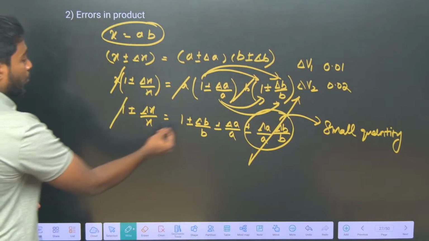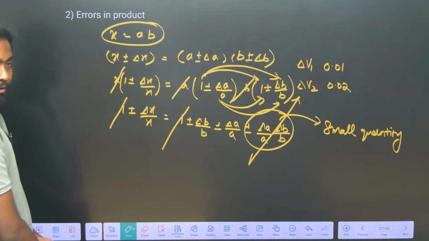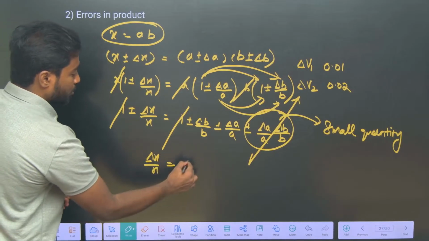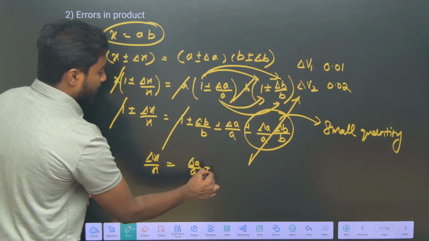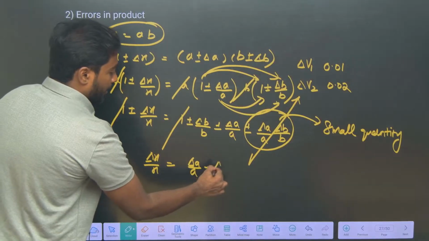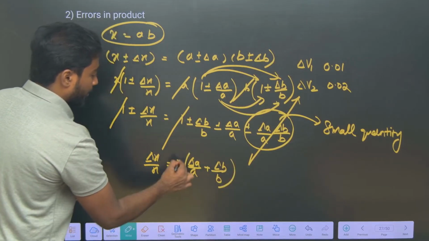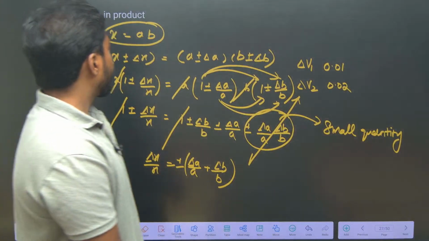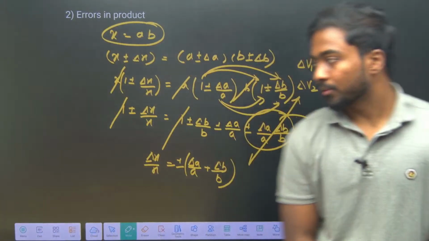Now 1 and 1 will get cancelled off, right? 1 and 1 will get cancelled off. So delta x by x will be equal to delta a by a plus or minus delta b by b. The plus or minus I will take outside. Okay. This is for the product. Okay, you can take a note of this.